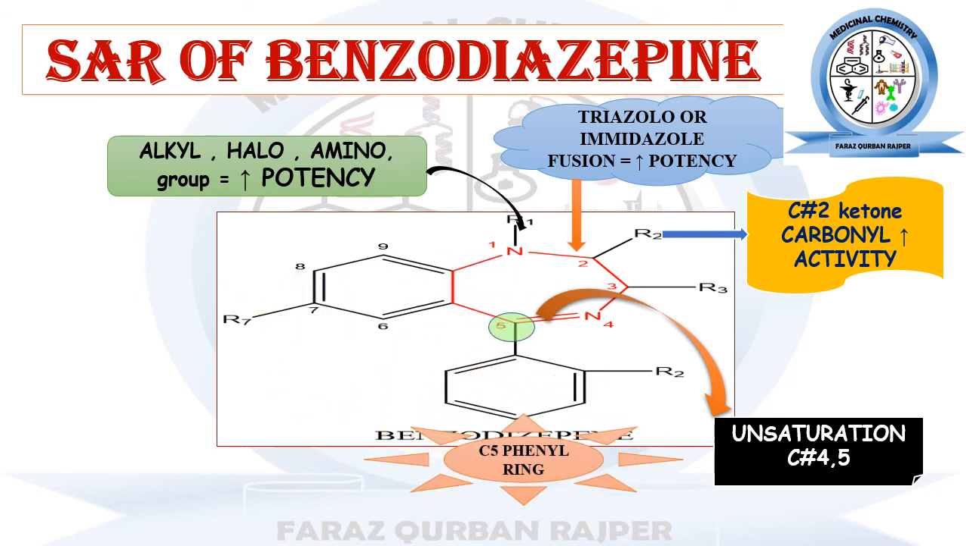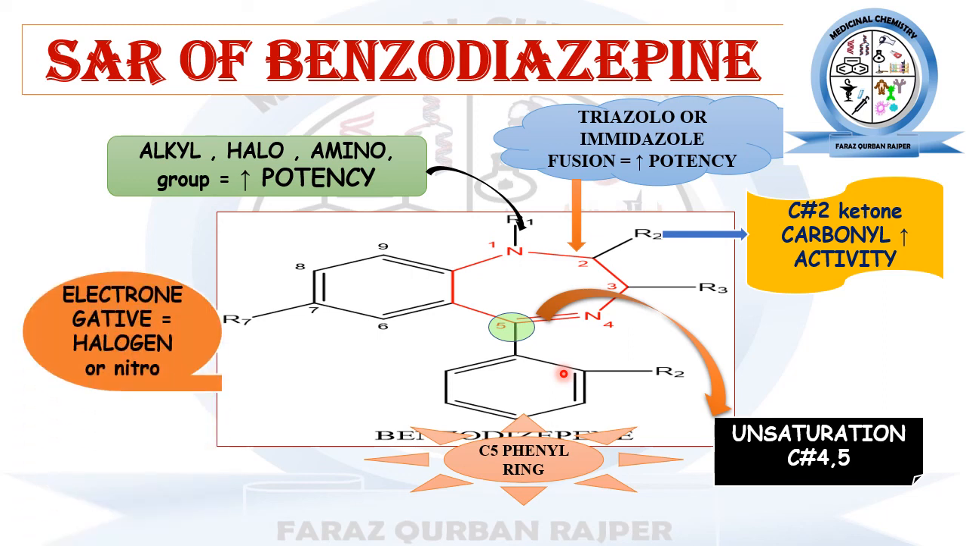A phenyl group must be present at the carbon number 5 position, like this is the phenyl ring. This phenyl ring is also essential for the benzodiazepine chemical structure and its biological activity. If benzodiazepine lacks this phenyl ring at the C5 position, then it cannot produce its CNS depressant activity. The C7 position of benzodiazepine must be substituted with a halogen or any other electronegative atom like a nitro group. The presence of this will result in a highly potent benzodiazepine.